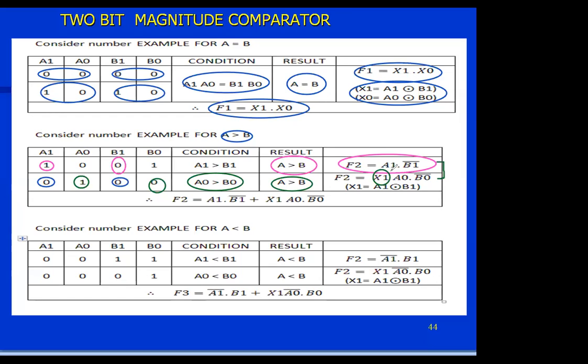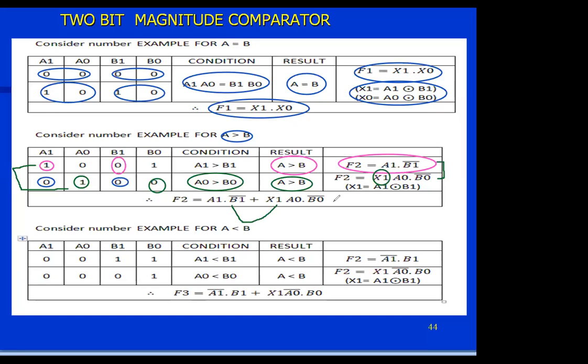Here we can write a greater than b based upon these two conditions. In these two examples, the output expression for f2 is a1 into b1 bar. If this condition occurs we can write a greater than b, or else the second condition: if the most significant bits are identical and the least significant bits are greater, then also we can write x1 into a0 into b0 bar. Therefore, if any one of these two conditions is satisfied, we can say a greater than b.